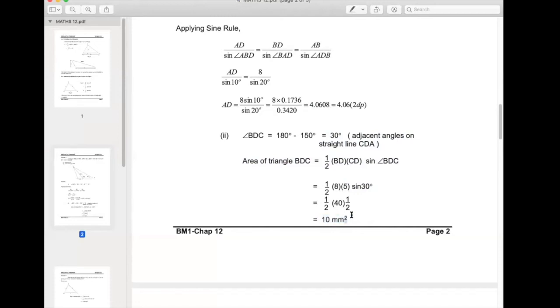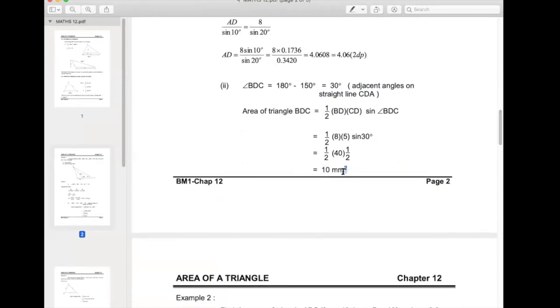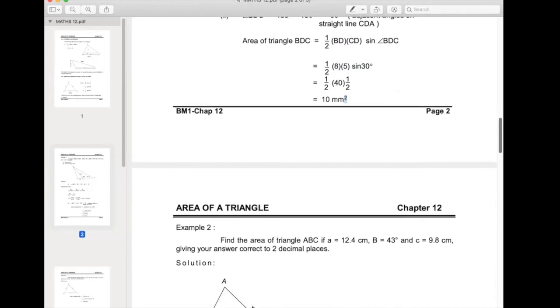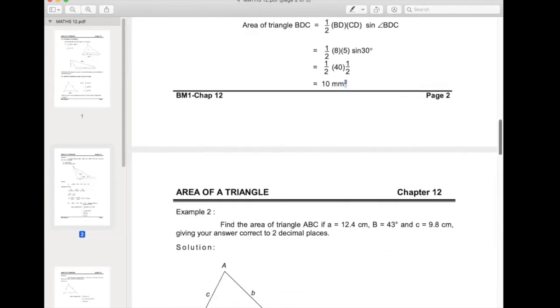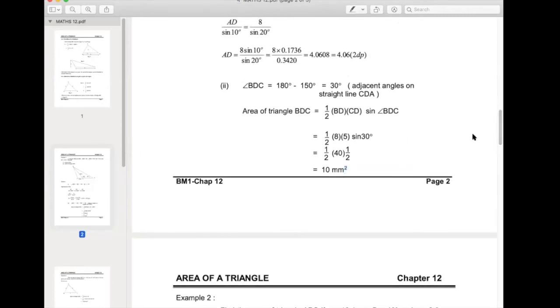Remember, a lot of you, when you finish your triangle, you're very happy, you just put 10. 10 is what? Is it meter? Is it mm, millimeters? Or is it mm square? So area, just to recap what you learned in secondary school, please put your square. If not, you don't get your marks. Your units is very important. Don't lose marks because of your units.